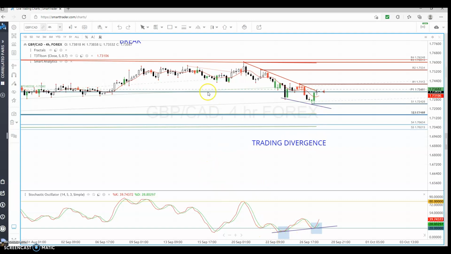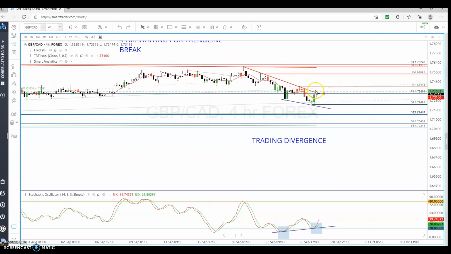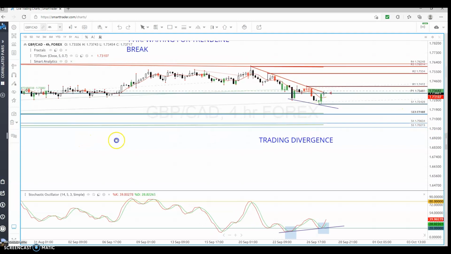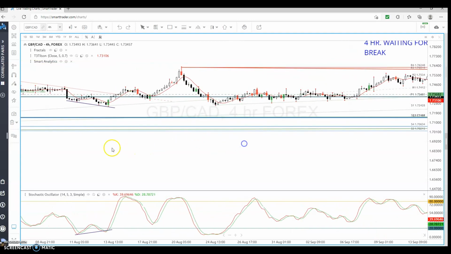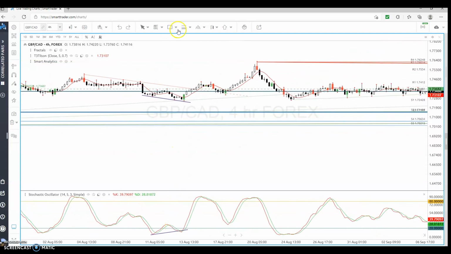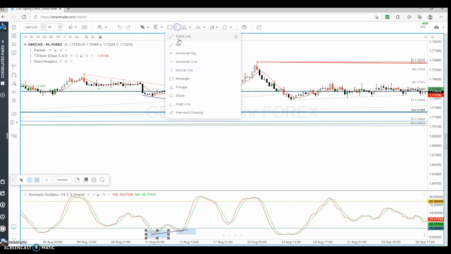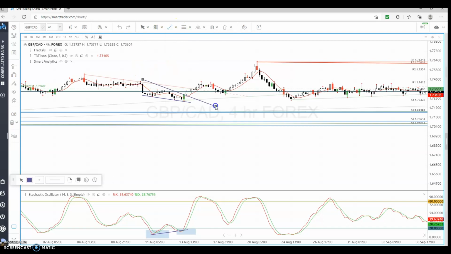So here's a 4-hour chart, divergence. I'm waiting for a trend line break, a close above that trend line. So let's go back in history and see if we can find some similar setups. Here's one back in August. The higher the time frame, the more powerful these divergence setups become. And here's divergence. We had two trend line breaks, one here and then one there.